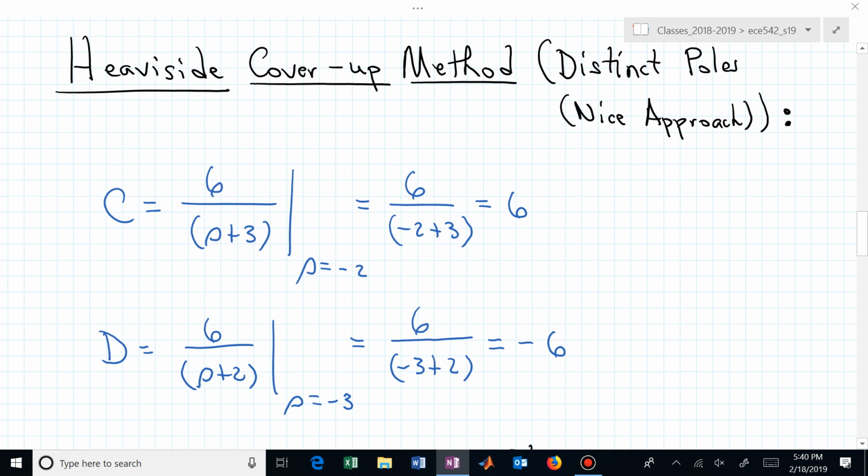It allows you to quickly find one equation and one unknown, and you don't have to worry about coupled equations to try to evaluate for C and D. But it may not be the most general, because here it's really assuming we have distinct poles. That's what makes this cover-up method powerful.